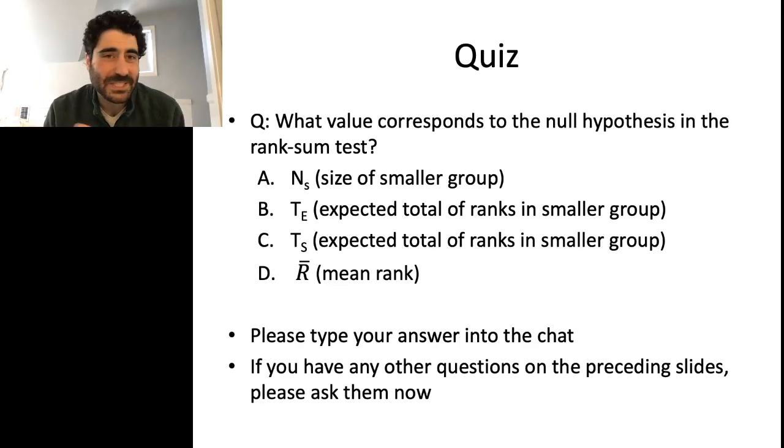D is also basically right. It's just that the actual statistic we're measuring here is this T sub S, which is the sum of all the ranks in the smaller group, not the average of their ranks. So for the formula to work out correctly, you want to make sure you're using TE and TS, and then we're dividing their difference by that standard error of TE.